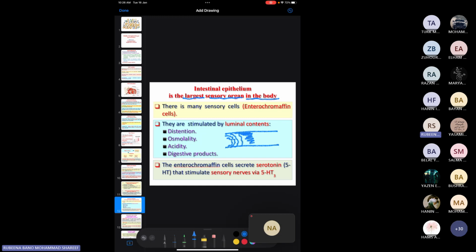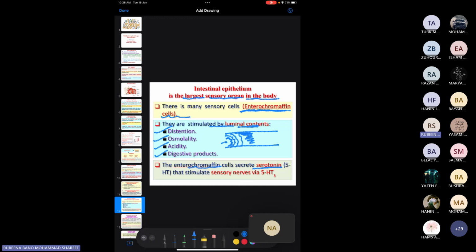It has many cells, and you need to remember this name, enterochromaffin cells. They are directly in contact with the lumen, because we are talking about the innermost layer. So they are stimulated by luminal content, what is present in the lumen. Either the lumen is distended due to food, or the osmolality, or the acidity, and the digestive products like fats, carbohydrates, and proteins. These enterochromaffin cells secrete serotonin.